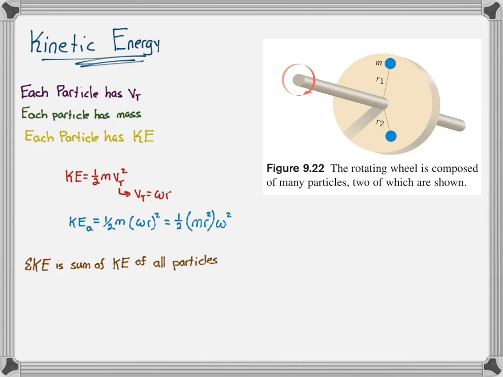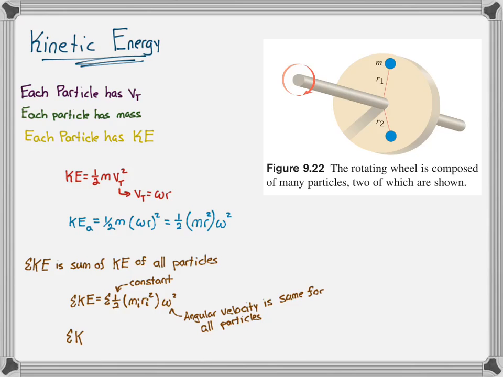Since the total kinetic energy is the sum of the kinetic energy of all the particles, and the 1/2 is a constant, and the angular velocity of every particle in this rotating mass is constant, which is one of the definitions of a rigid body, we can remove them from the sum. The total kinetic energy is 1/2 the angular velocity squared times the total sum of the masses times the radius squared of each particle, which is also the formula for inertia.